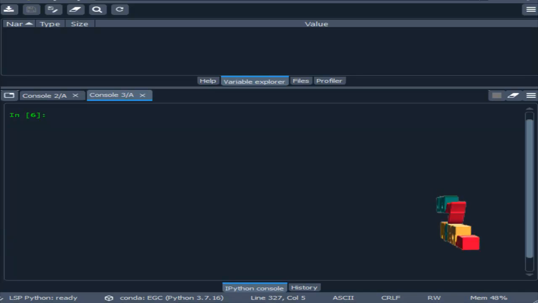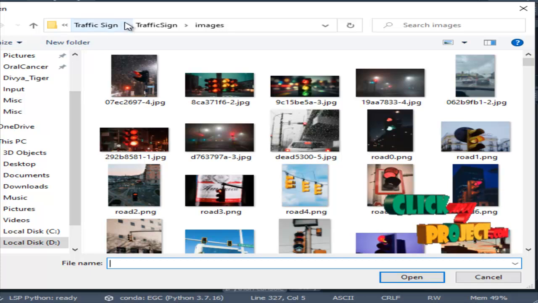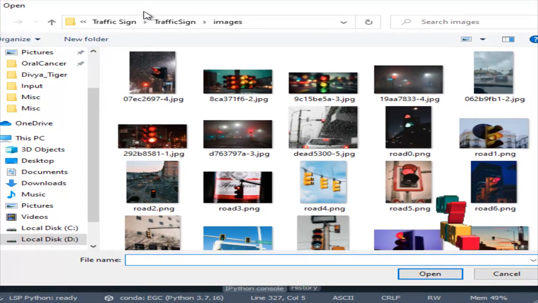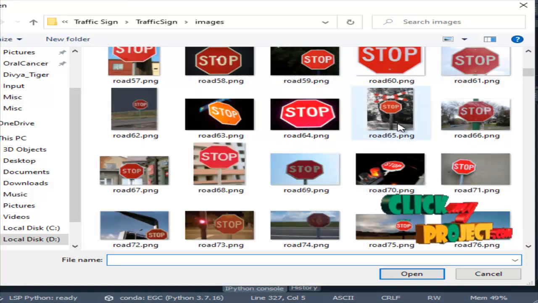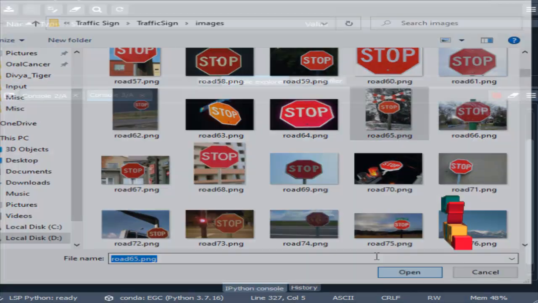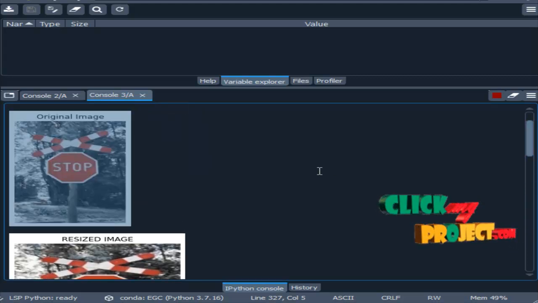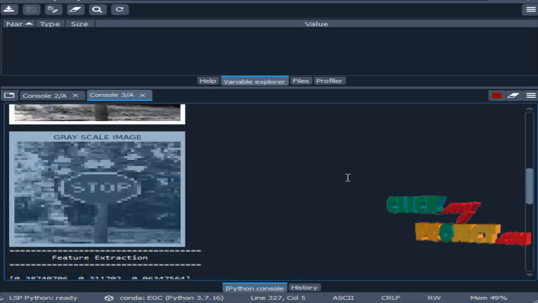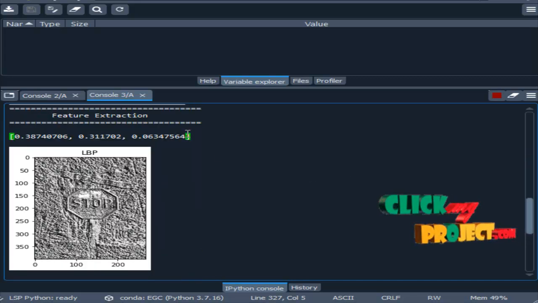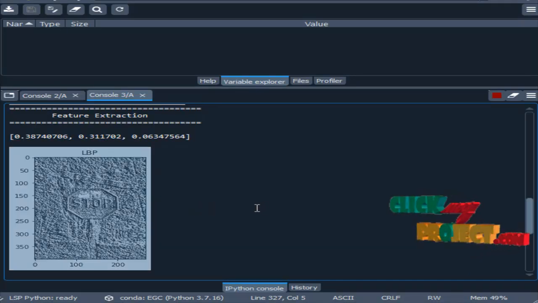Now we are going to discuss a demo of our project. We run our project in Spyder IDE from Anaconda Navigator. We can choose one input image from the dataset. This is the original image which we have chosen. Then the resized image, grayscale conversion, and feature extraction. So this is the feature extracted image.